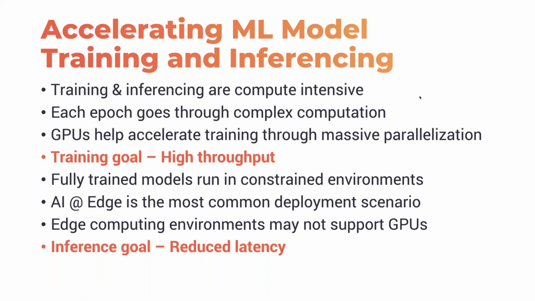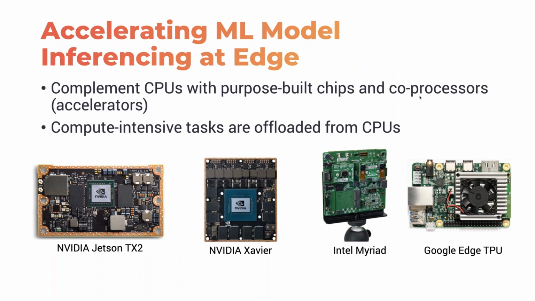So that's what I talk about with inferencing at the edge. These are the choices you have. They complement CPUs with purpose-built chips and co-processors, and they reduce the latency by accelerating the inference. These compute intensive tasks are typically offloaded to the purpose-built chips. As I mentioned, Jetson TX2 is a pretty powerful inferencing environment, and so is NVIDIA Xavier. The more recent addition to that family is NVIDIA Jetson Nano.